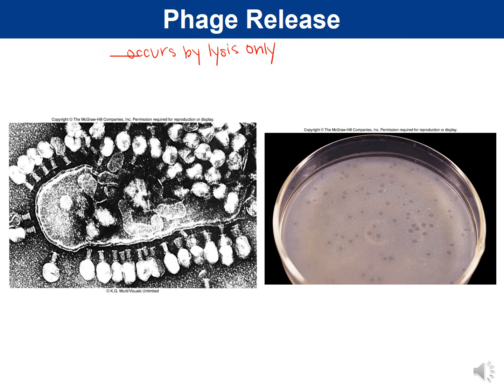What's going to happen is that once enough virus particles accumulate in the bacteria, the bacterial cell is going to rupture, and it's going to release all those virus particles into the surrounding area, where they can then infect an adjacent bacterial cell and keep the process going. And again, we can detect this by using a plaque assay, looking for regions where lysis has occurred.